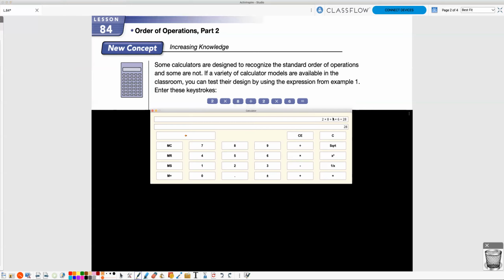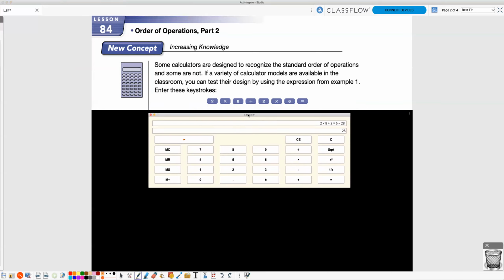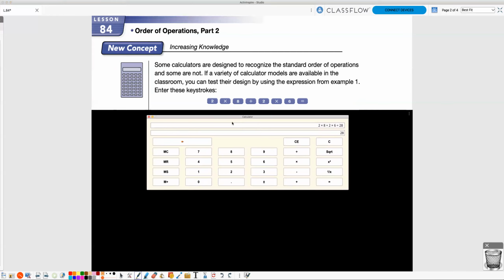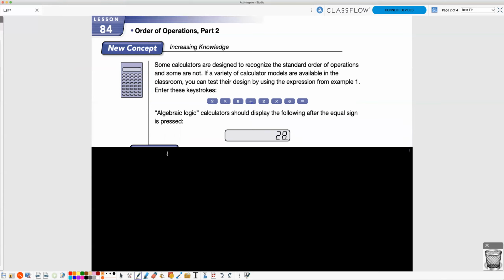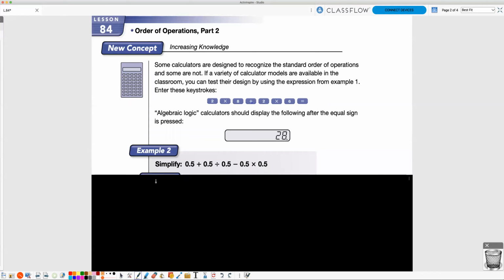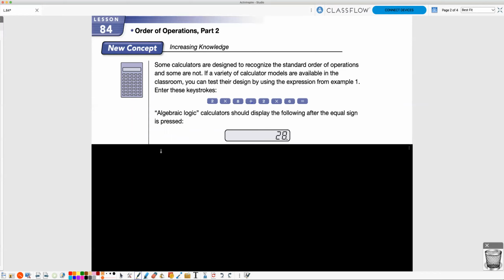Let's see what happens. This particular calculator that I'm using in this software is capable of doing it because it ended up with 28. It's an algebraic logic calculator. So if you used a calculator that did not result in 28, that means it does not follow algebraic logic. It's not capable of following the "please excuse my dear Aunt Sally," and it won't complete the calculation correctly.